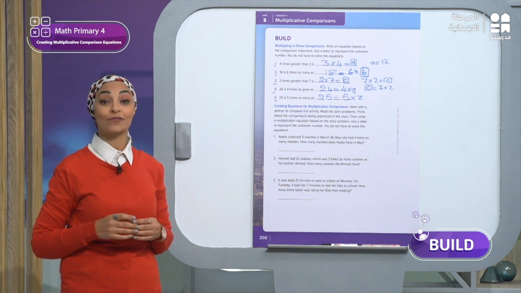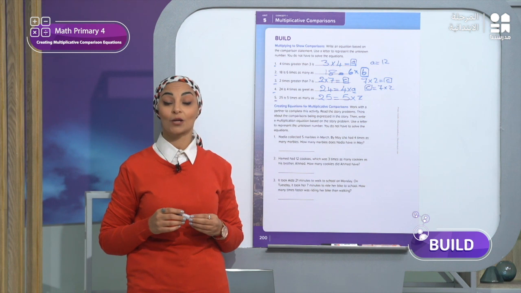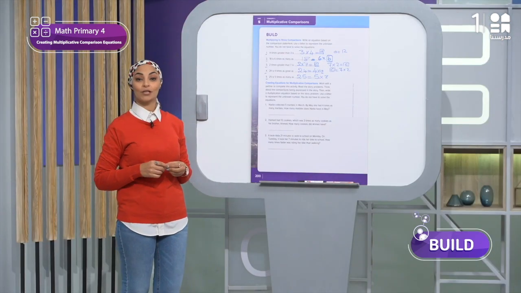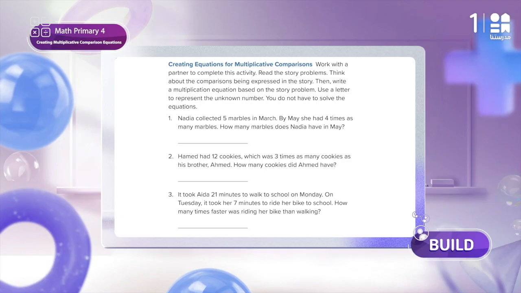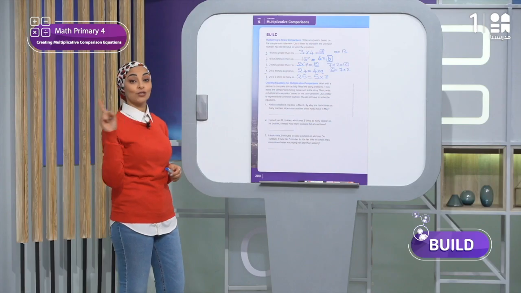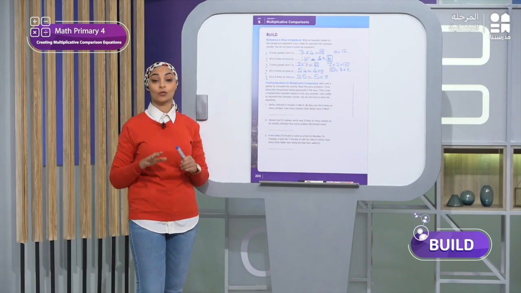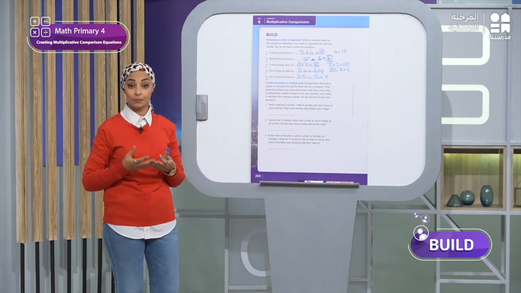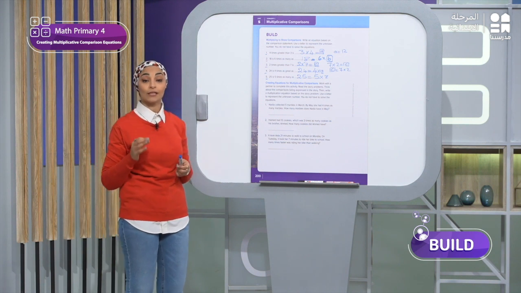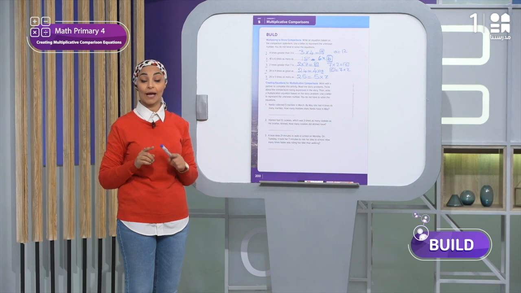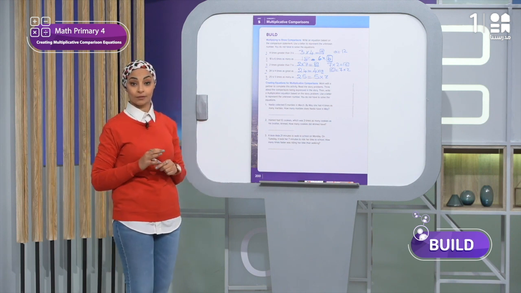multiplication equations for story problems and write the unknown in each problem. We will solve together the problem in your school book on page 200 under creating equations for multiplicative comparisons. As before, it is not important to answer the problems. I am not required to solve the problem or get the answer, because our goal is how to write the equations correctly. The most important thing is that I write the equation correctly.